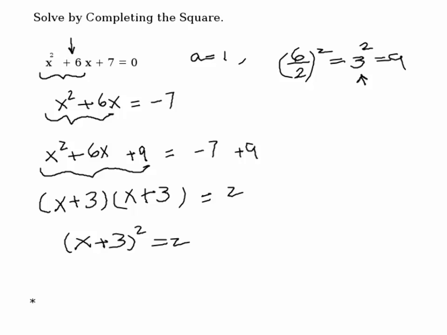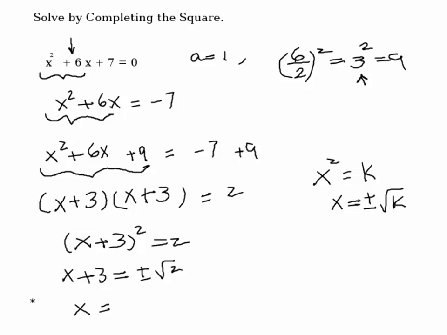Once I get it to this point, then I can use the square root method to finish this. Remember I said if x squared is equal to k, x is equal to plus and minus radical k. That's exactly what we have here. In this case I have x plus 3 must be equal to plus and minus radical 2. So I can solve for x. X would be equal to, if I subtract 3 from both sides of the equation, then these would be my answers. X would be equal to negative 3 plus radical 2, and also x equal to negative 3 minus radical 2. Those would be your solutions.